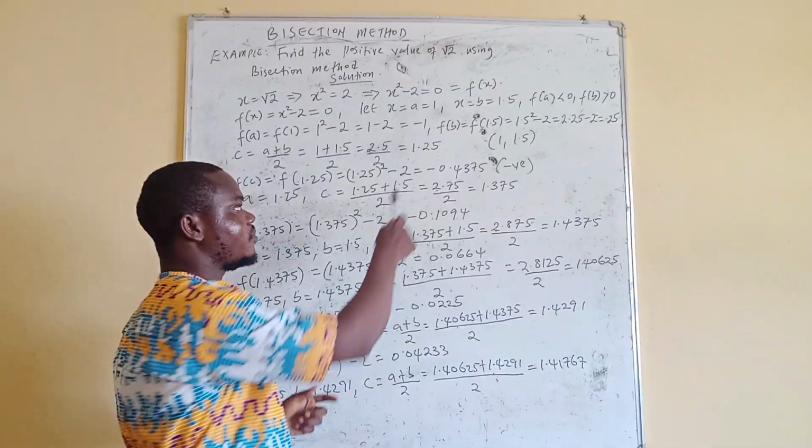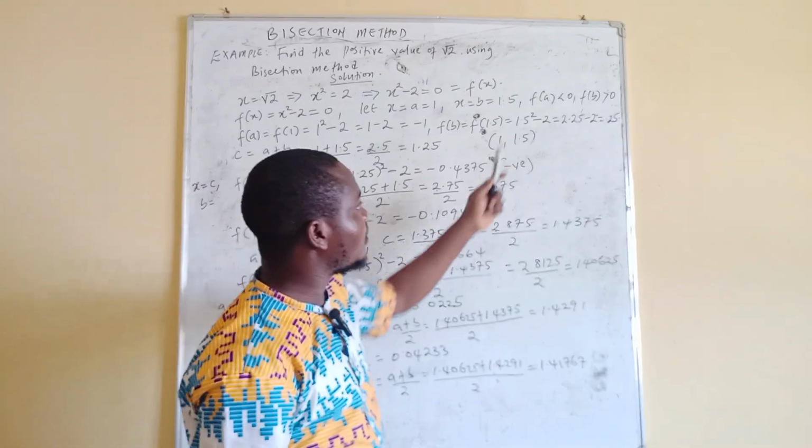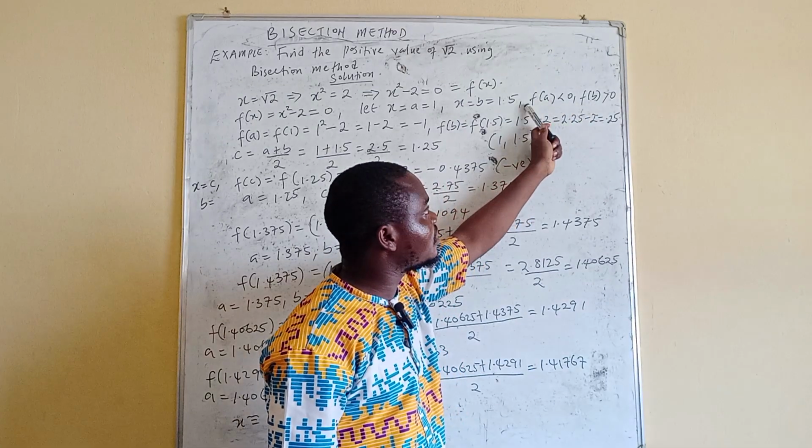And now the sign of this result is negative. So now remember that f of a was less than 0 and f of b is greater than 0. Less than 0 means that the sign is negative.